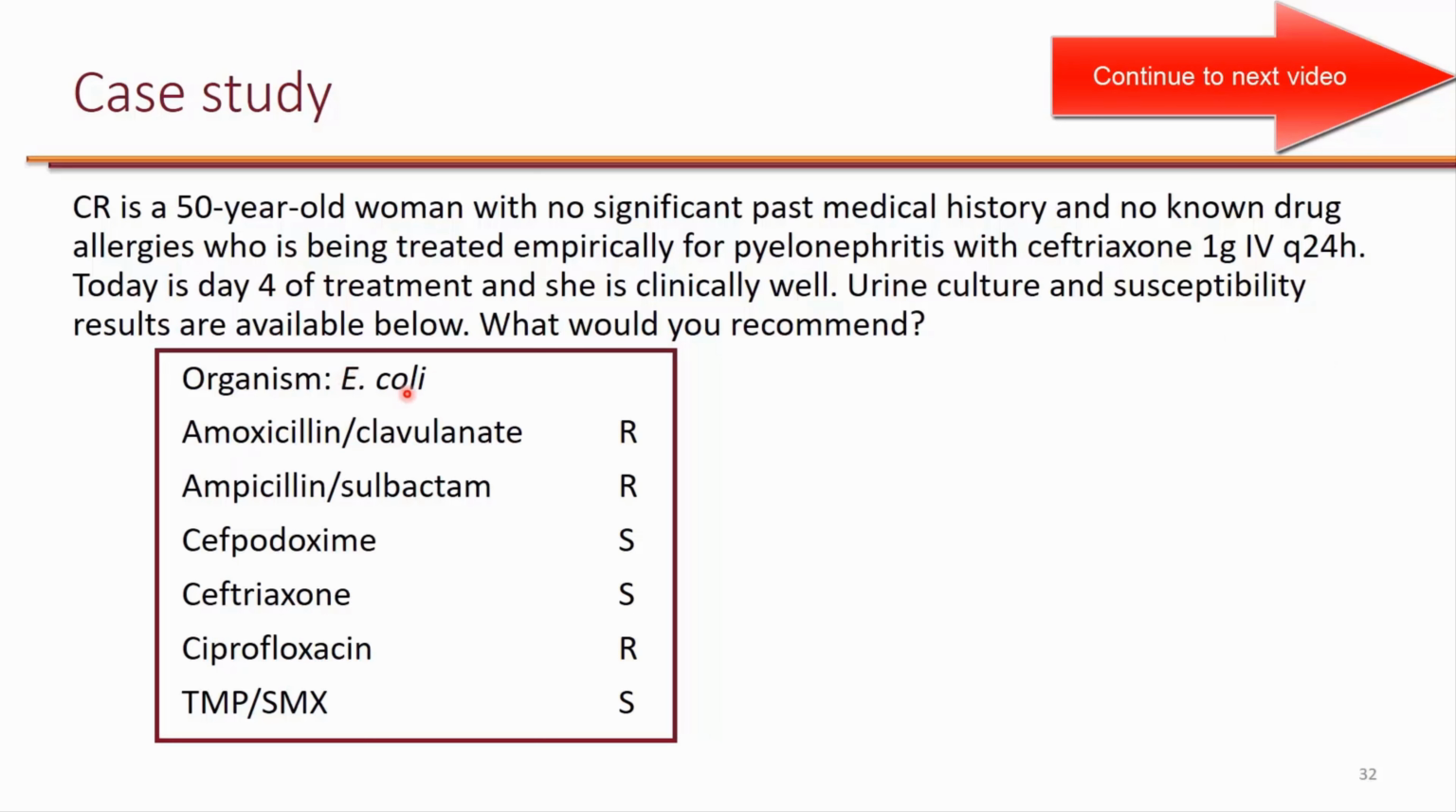The organism is E. coli, and the susceptibility results have come back. Basically, R means resistant. So amoxicillin clavulanic acid is resistant. Ampicillin sulbactam is resistant. Cefpodoxime is susceptible. Ceftriaxone is susceptible. Ciprofloxacin is resistant, and trimsulfa is susceptible. So what would you use?